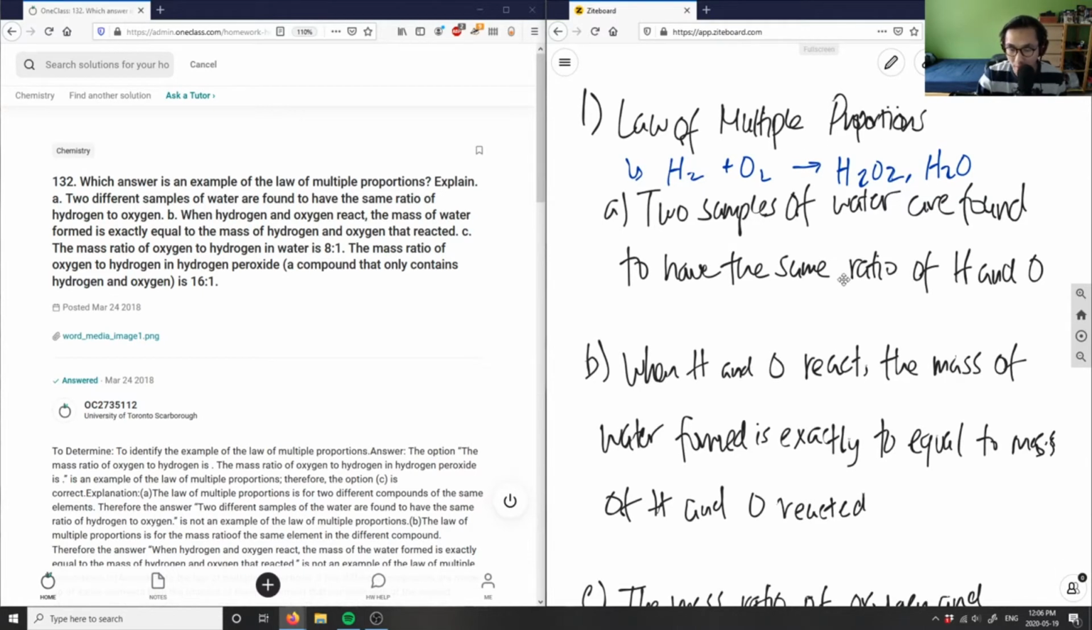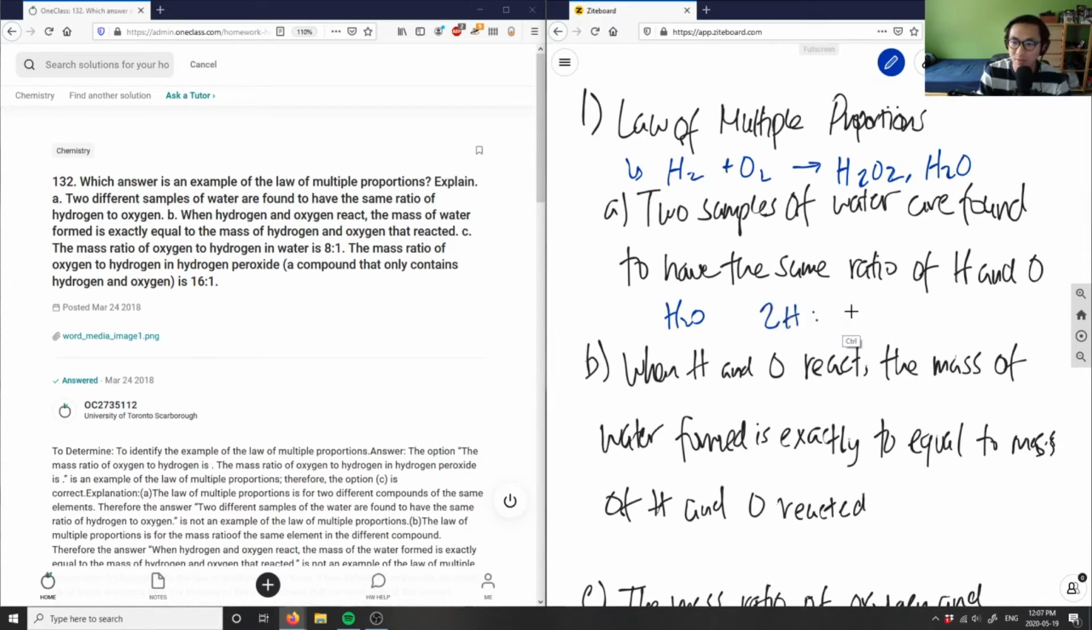And we're looking at number 1 here, or A here. It says two samples of water are found to have the same ratio of H and O. Well, this one doesn't really tell you anything here, because what I have here is again one or more compounds between them, right? This is only talking about water, which is simply only one compound, and it has the same ratio of H2O. So in this case, it's a 2-to-1 ratio, right? I have two hydrogens per one oxygen.